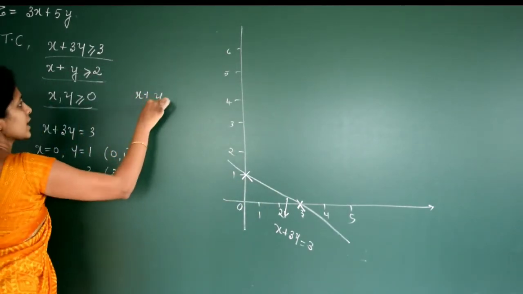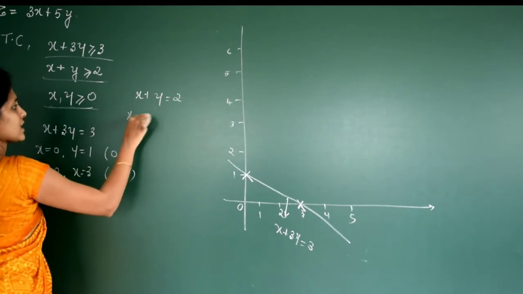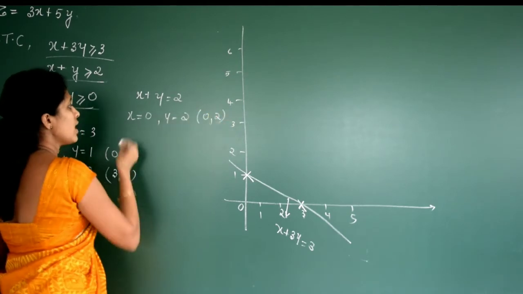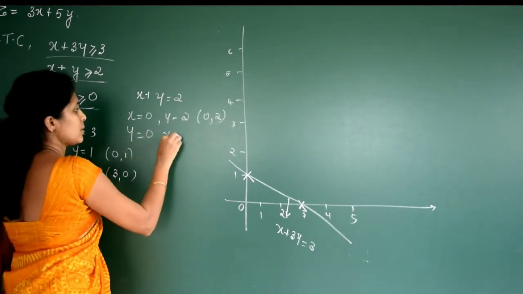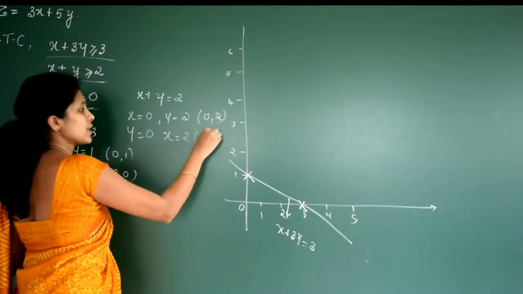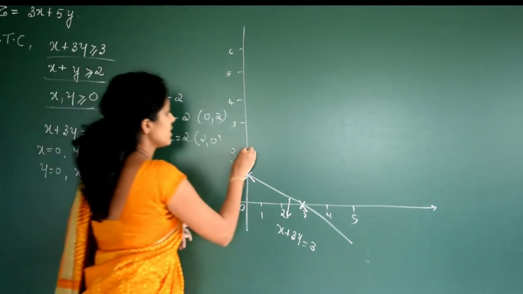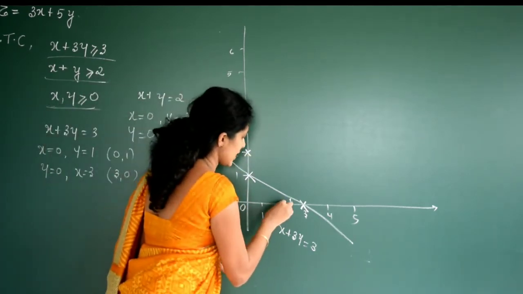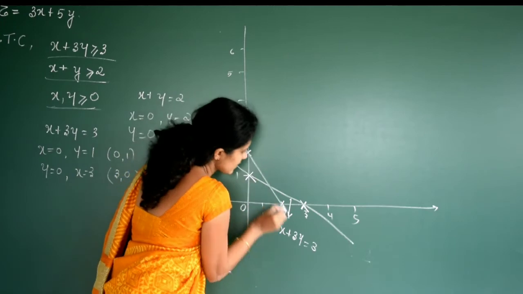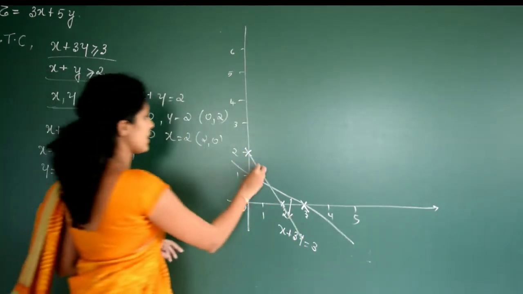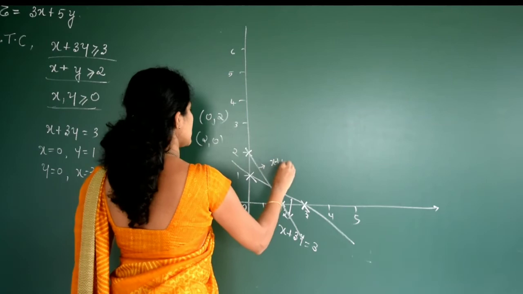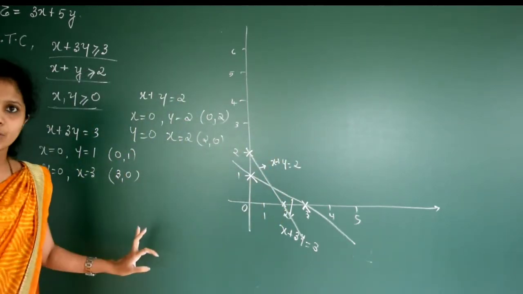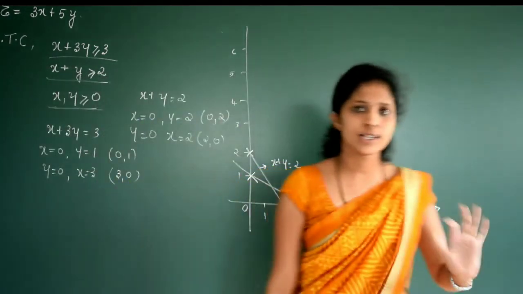We'll check the second equation: x plus y is equal to 2. When the value of x is 0, y will be 2. So the point is (0, 2), and when the value of y is 0, x will be 2. The point is (2, 0). So x-axis 0, y-axis 2, and another one is x-axis 2, y-axis 0. So this is the line. Name this line: x plus y is equal to 2. And one more thing, both x and y are greater than or equal to 0. It should be in the first quadrant.